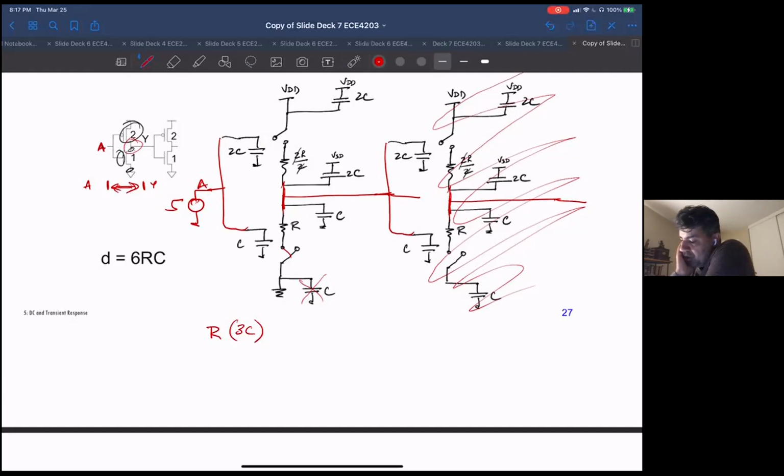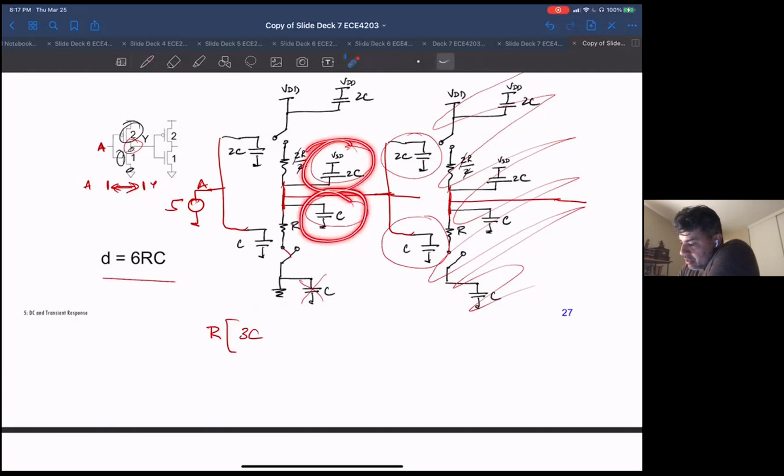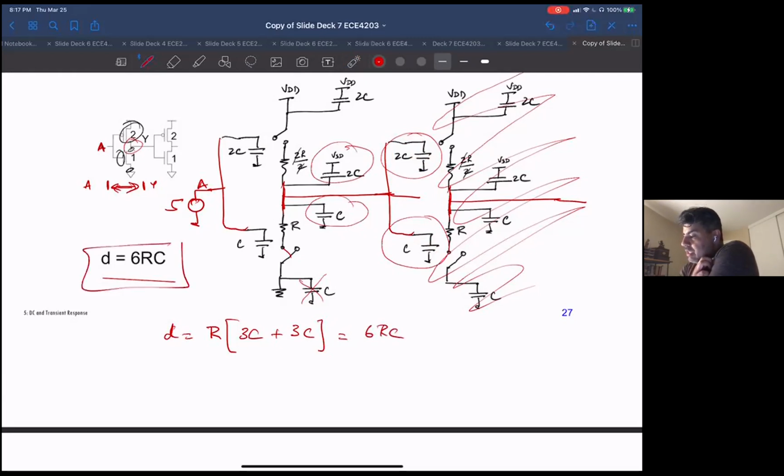I just realized I'm going to end up with too much delay. What did I do wrong here? So this is 2C, this is C, this is 2C and this is C. Oh, sorry, these all add up in parallel. What am I saying? Sorry, guys, I confused myself for a second. So R times 3C for these guys, plus they're also in parallel with these capacitances here, so plus 3C. So the delay is equal to 6RC, which is what I get here.